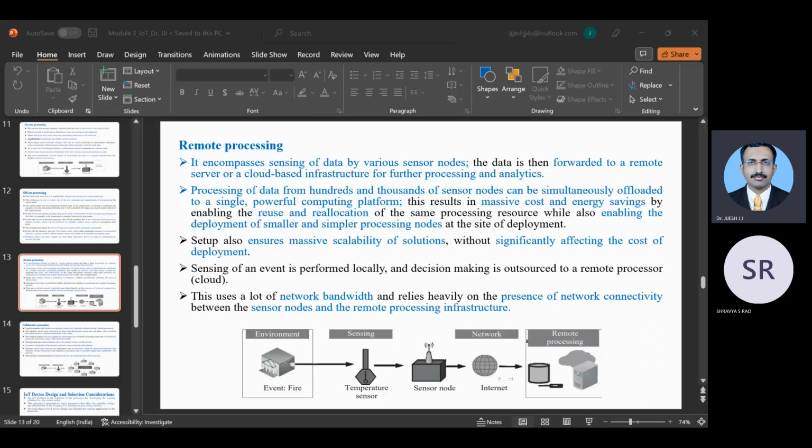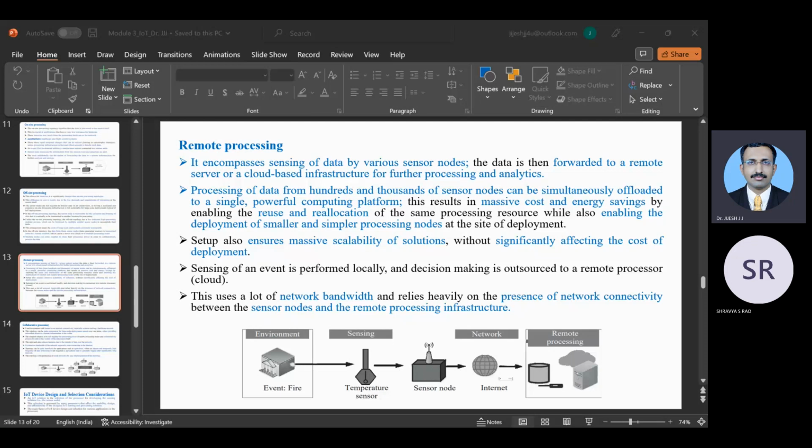If you are monitoring the water level, pH, and all those things in the sea, you will deploy the sensors. You don't have to process the data there itself. You can send the information to the cloud or to the server and get it processed there. So indirectly you are reducing the cost of each node. Is that clear for you?